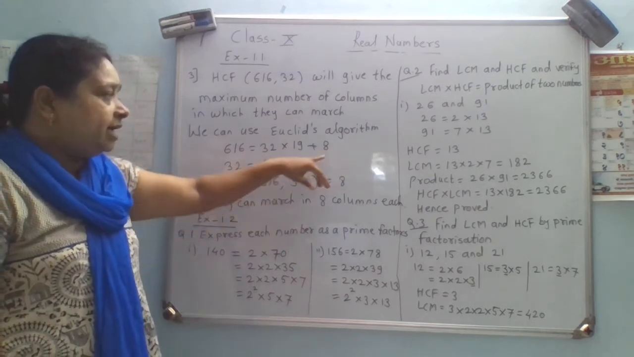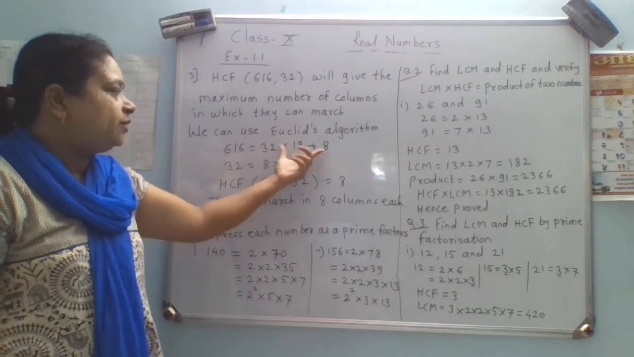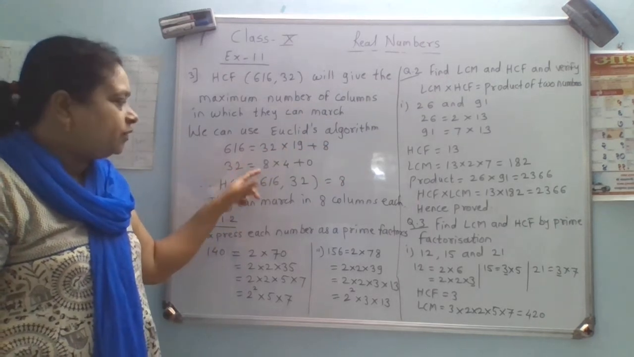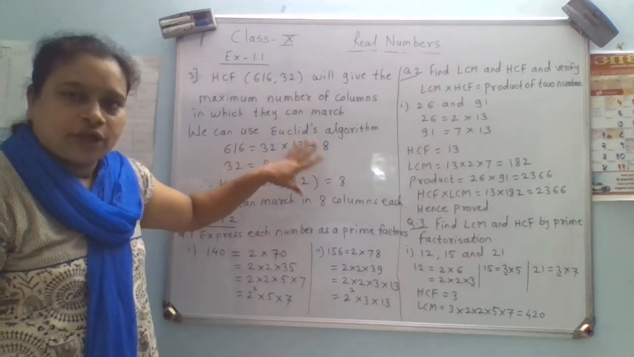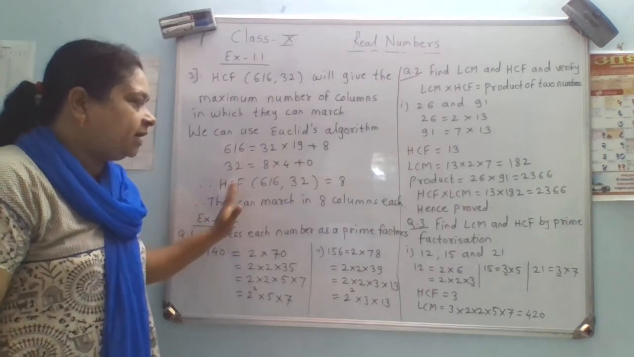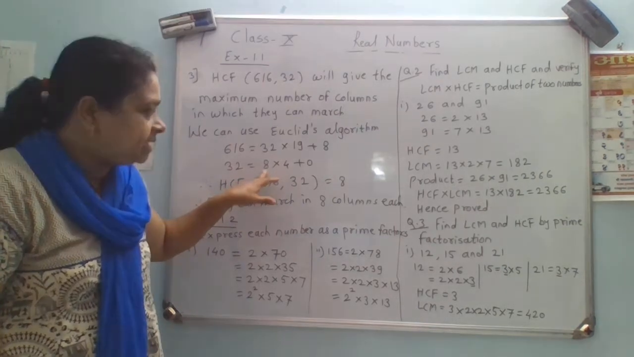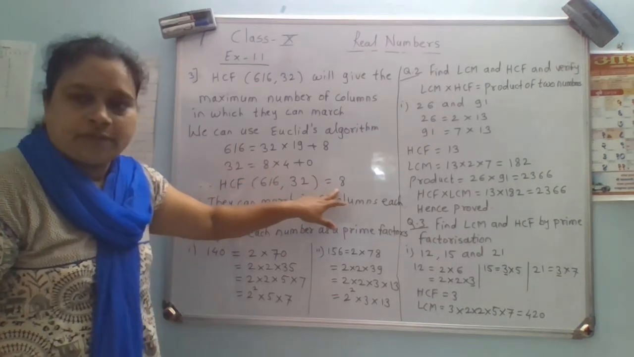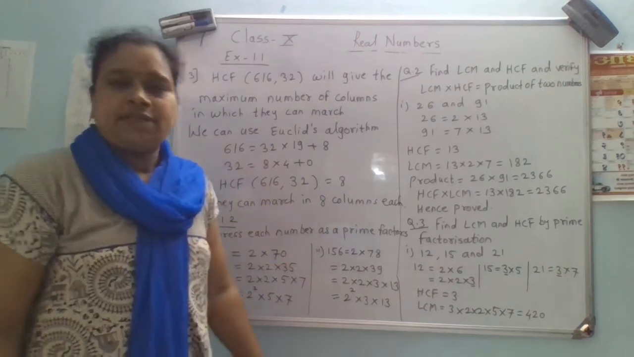Here the remainder is not 0. Then in the next step, we'll have two numbers 32 and 8. 32 is equal to 8 fours are 32, then the remainder becomes 0. Stop the division. Then the HCF of the given two numbers is whatever the divisor is. Here in this step the divisor is 8, so the HCF of the given two numbers is 8. Means the answer is they can march in 8 columns each.